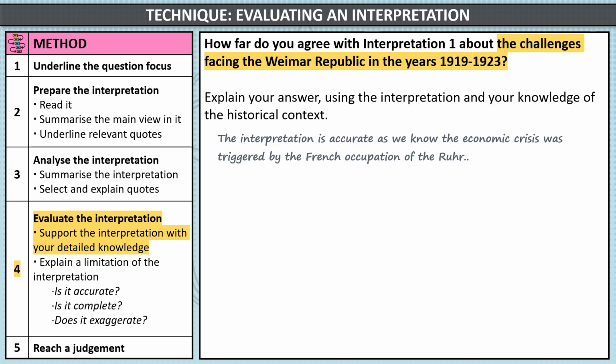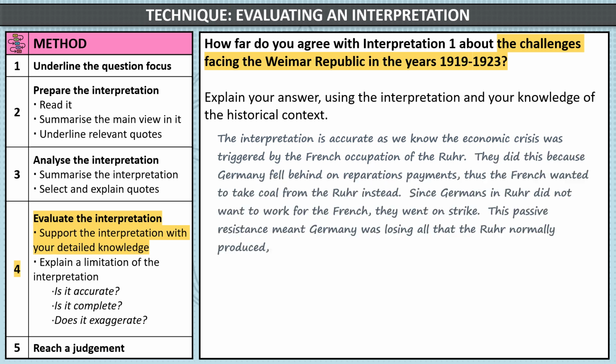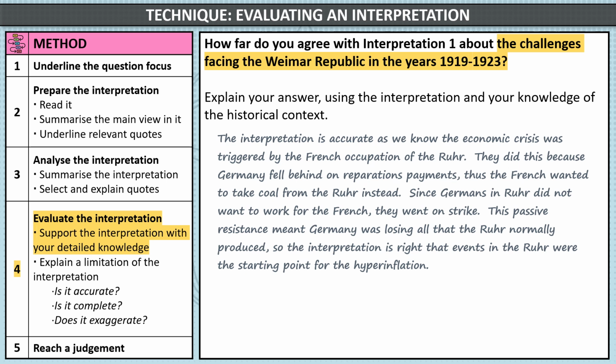Now, one point in the interpretation which I know is accurate is the French occupation of the Ruhr. So I'm going to start with that. And I'm going to add some of my own knowledge to explain this, giving some detail about why the French invaded the Ruhr and how this impacted the Ruhr and the German government. And I need to link this back to the interpretation to make sure that I am answering the question I was given.